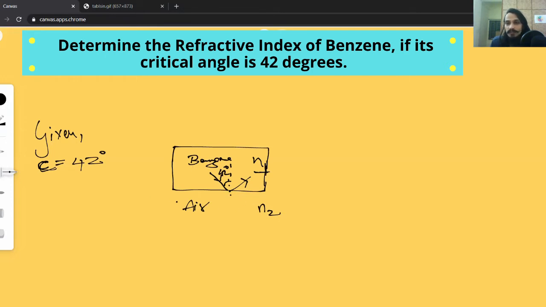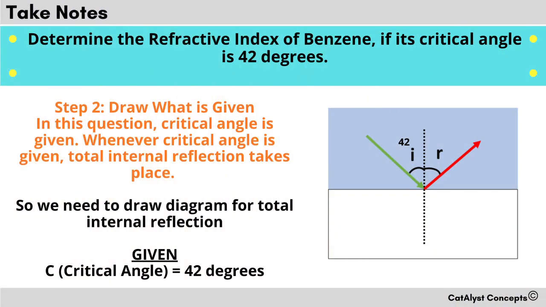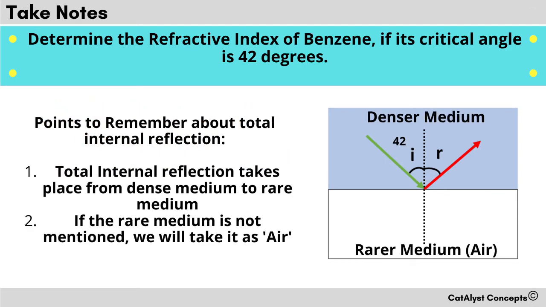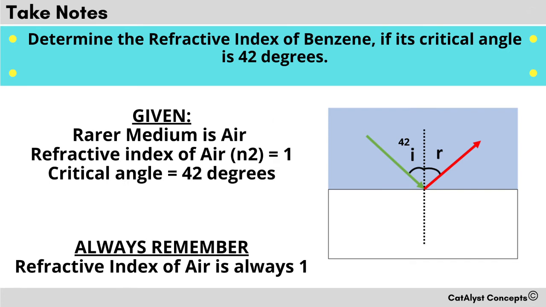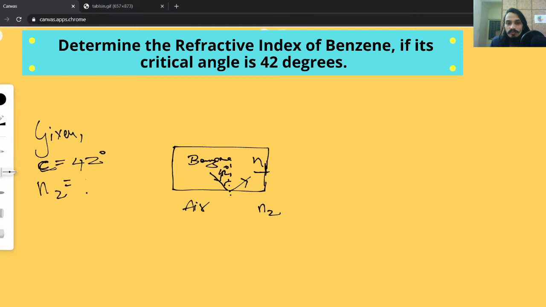In the previous sum, it was different. It was air to liquid. Over here, it is benzene to air. So N1 is for benzene, N2 is for air. So I will write N2 equals 1.